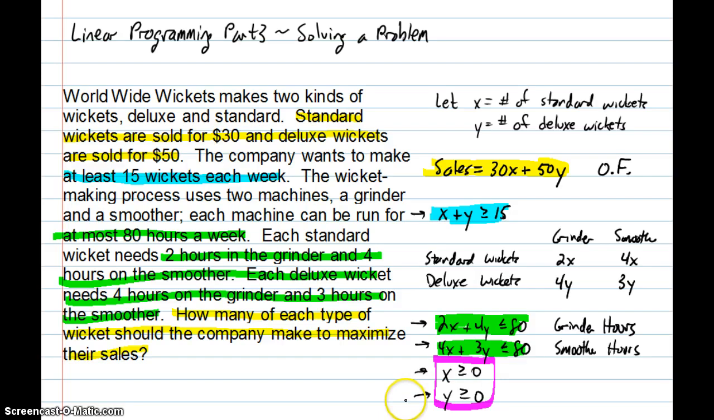So when I go to solve this problem, I'm going to have to graph 5 different inequalities, find the feasible region for those 5, find the corners, and then evaluate the objective function. I think I'm going to need another video after all.